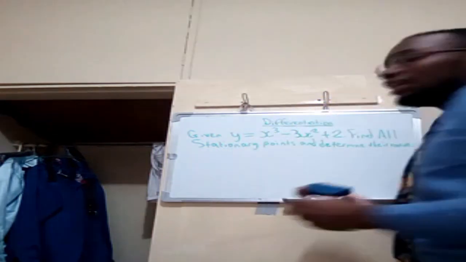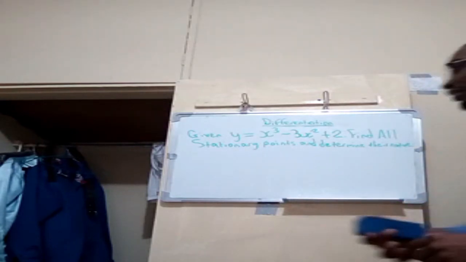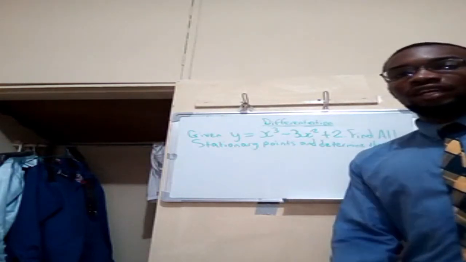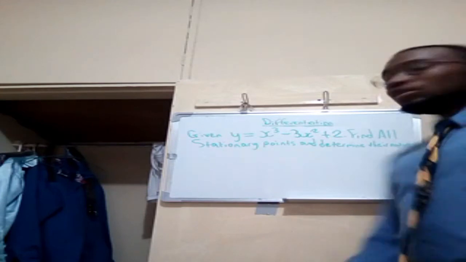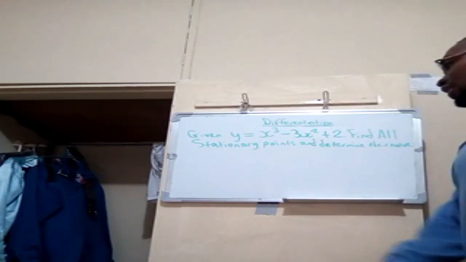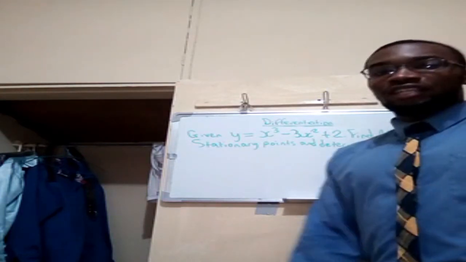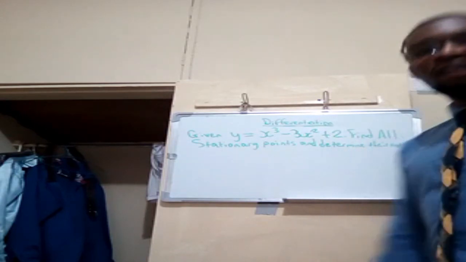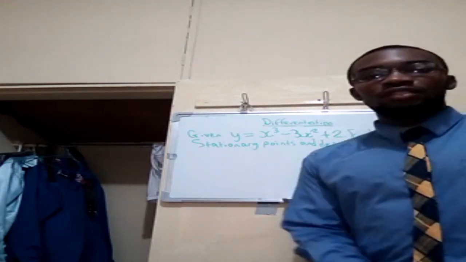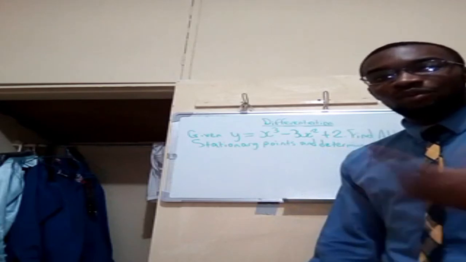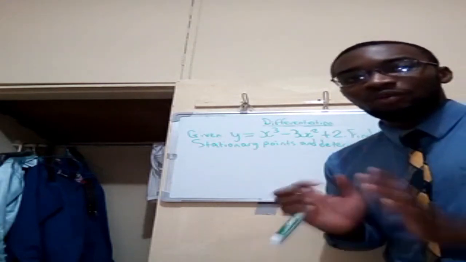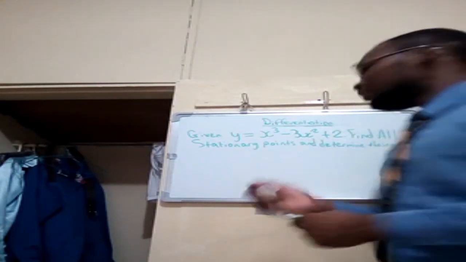So this is a typical CAPE question. They say y is equal to x cubed minus 3x squared plus 2, and they say find all stationary points and then determine their nature. So to find the stationary points, we solve dy by dx equal to 0.